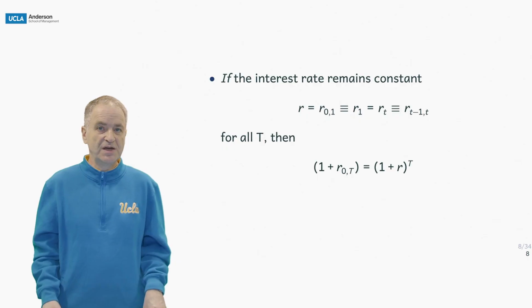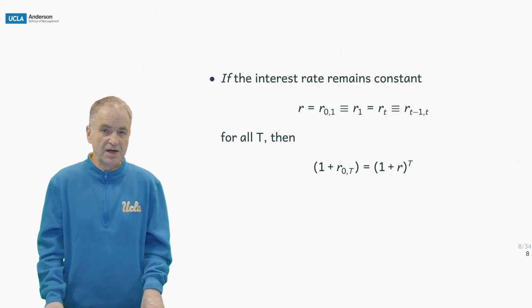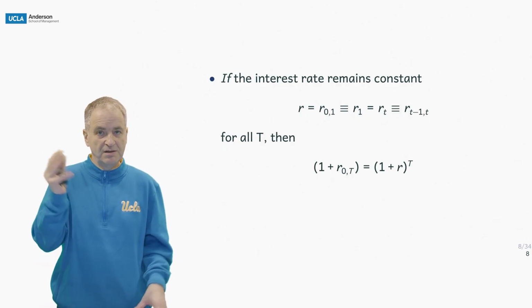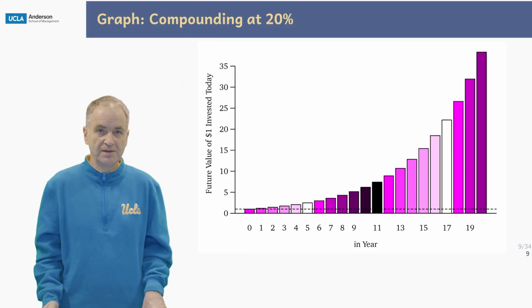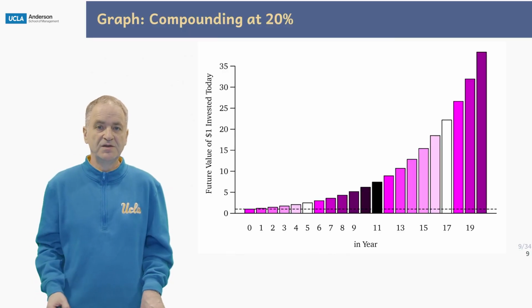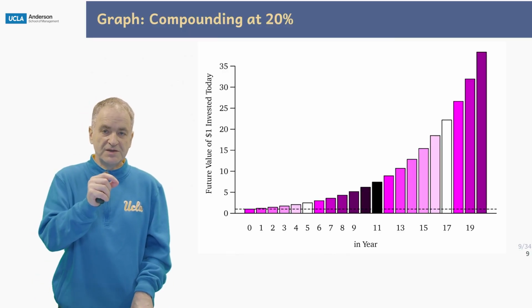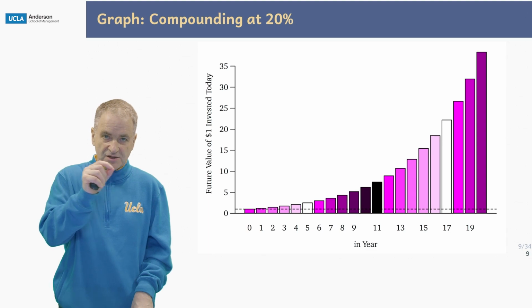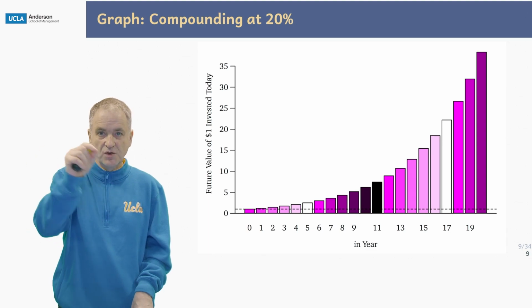If the interest rate remains constant, then we can just use 1 plus r, the same one, to the power of t. And here is a graph where you just have 20%, and it's not just a linear function, but it goes up.